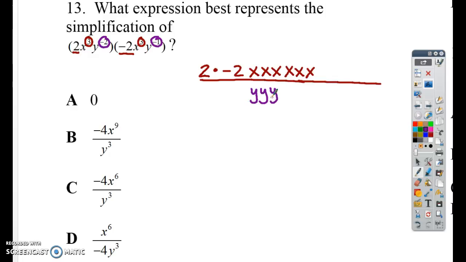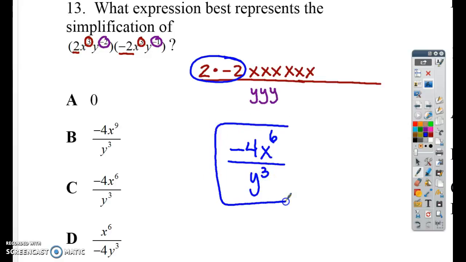No, you cannot cancel anything because you only have x's on top. You don't have any x's on bottom. Same thing for the y's. You only have them on bottom. You don't have any on top. If you did, that's when you would cancel them out if they're the same. So now all you have to do is multiply. 2 times negative 2 gives you negative 4. How many x's do you have on top? X to the 6th power. How many y's do you have on bottom? Y to the 3rd power, and that is your answer.